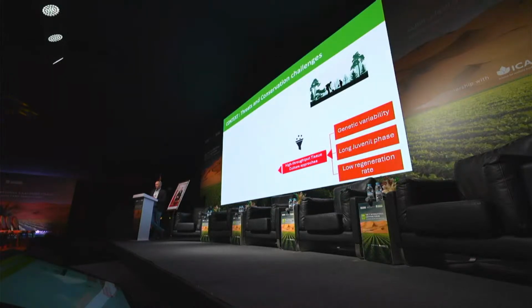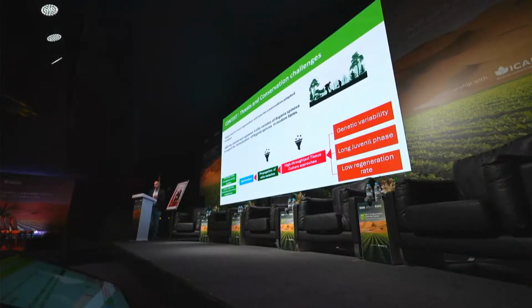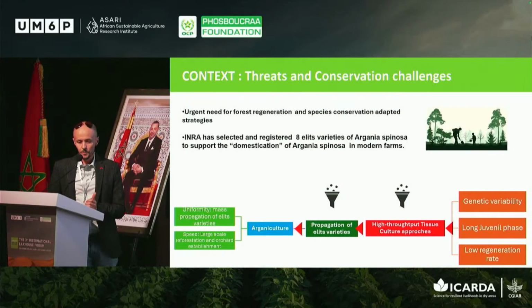So the bottleneck today for arboriculture is the lack of a high output approach to propagate the elite varieties that have been selected and registered. As an information, INRA recently selected and registered 8 elite varieties of Argania spinosa to support domestication of Argania spinosa in modern farms. So if we resolve the lack of this technique, we can ensure 2 important things: uniformity, that will enable mass propagation of elite varieties, and speed, that will help in large-scale reforestation and orchard establishment.